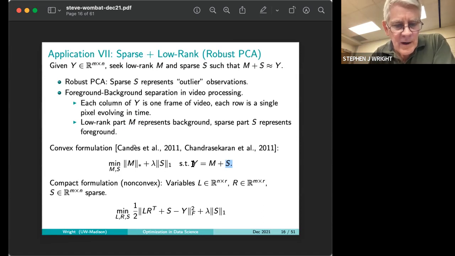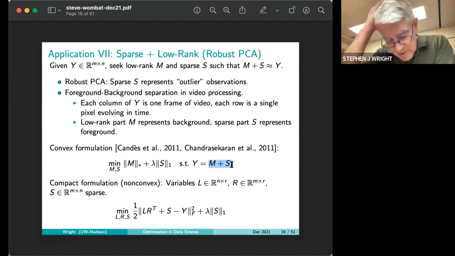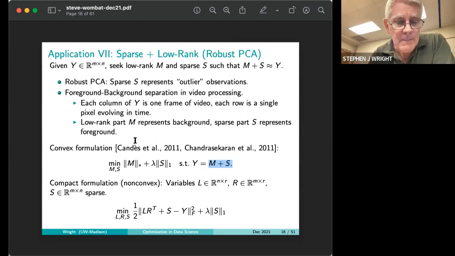And so the whole collection of video is Y, and you can break it down into the background, which is a low rank part M, plus S, which is a sparse part. I'm sorry, maybe I said S was the low rank part. S is the sparse part. And so you can solve a problem like this, where you can use that nuclear norm to force M to have low rank, and you can use the one norm to force S to be sparse. And you can solve it that way.